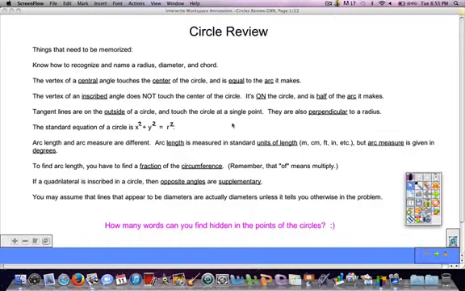Tangent lines are on the outside of a circle. They touch the circle at a single point and are perpendicular to a radius. Standard equation of a circle is x squared plus y squared equals r squared. In that case, it's centered at the origin.